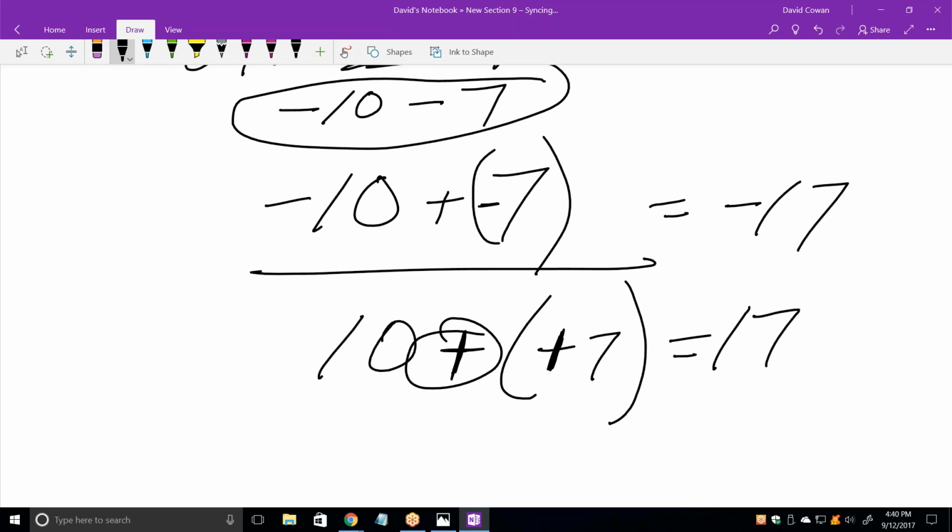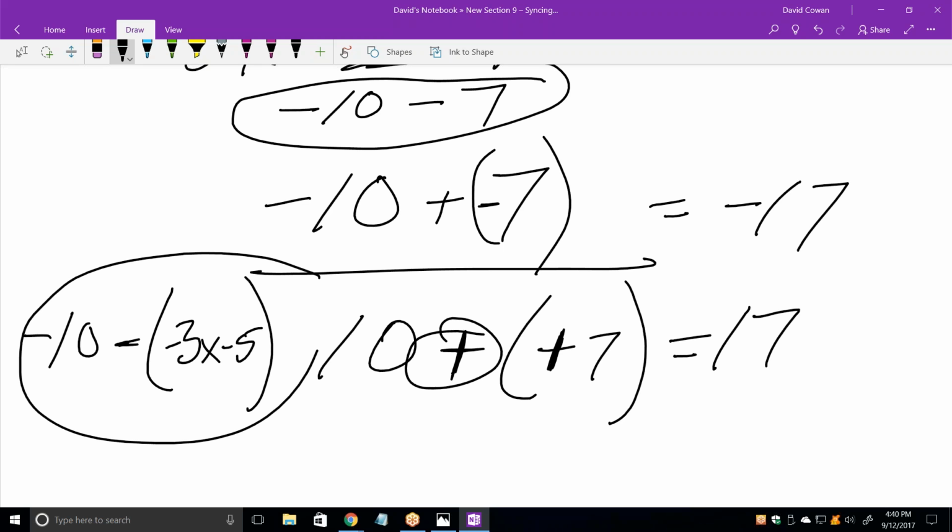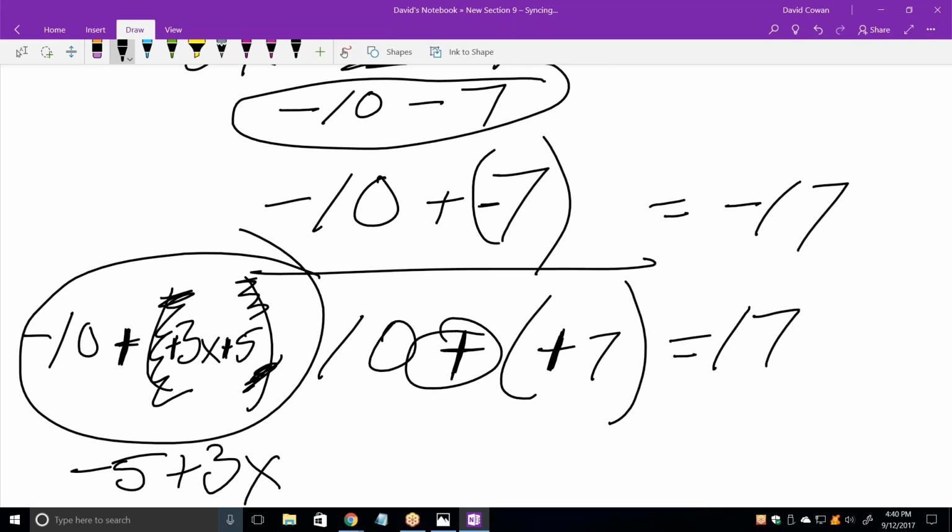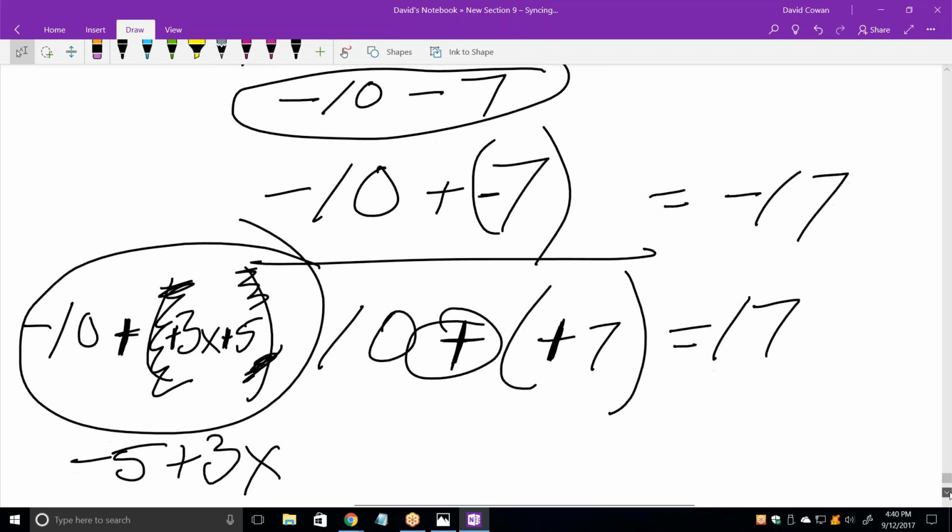And it applies if there's parentheses. If I have something like this, over here on the left, here's the subtraction sign. I'm going to change it to a plus, and then I've got to change the sign on everything inside the parentheses. Now I can remove the parentheses. Again, piece of cake. -5 when you combine the numbers plus 3x. So if you treat all subtraction problems like that, you won't make as many mistakes.